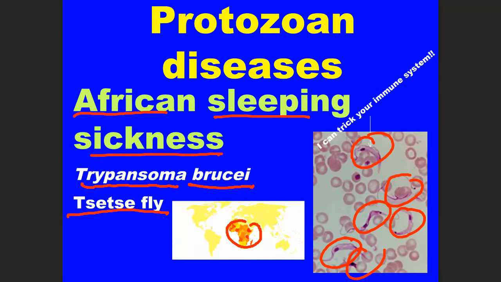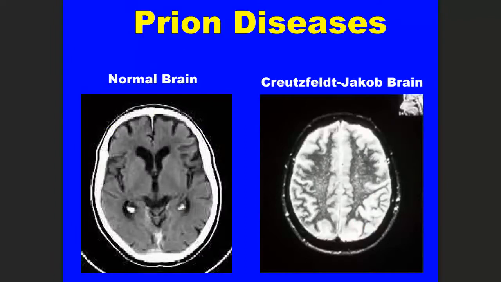There are anti-protozoan medications that can be given, but they have to be given pretty early because if there's enough damage to the central nervous system, there's really nothing you can do, and the person will most likely die from it. We've touched on prions before, so I'm not going to dwell on it too much.